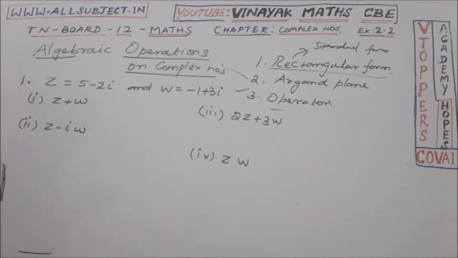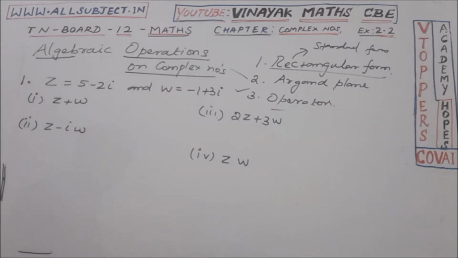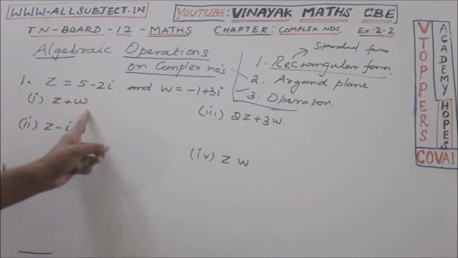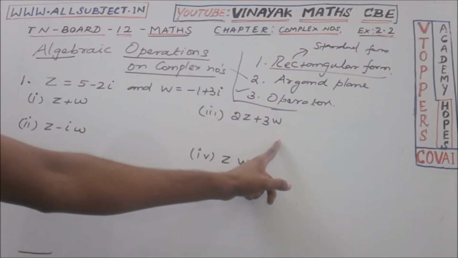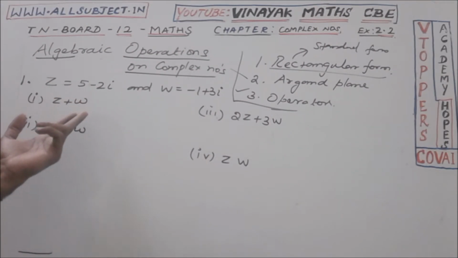Exercise 2.1, question number 1 here. Evaluate the following if z equal to 5 minus 2i and w equal to -1 plus 3i. This is a very, very easy case, very simple, just basic operations only here. z and w are given. We should find z plus w, 2z plus 3w, z minus iw, and zw.